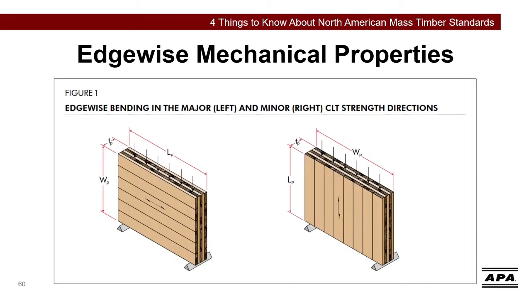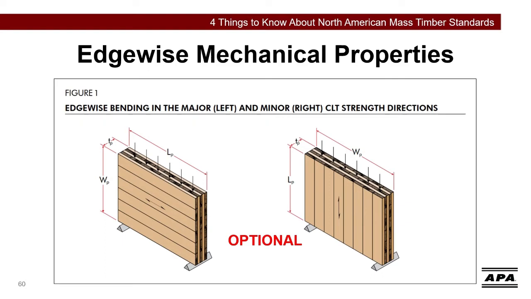Edgewise bending is bending of CLT under loads applied to the panel edge, creating in-plane bending and edgewise shear, also known as in-plane shear or shear through the thickness. Along with edgewise bending, there is testing for edgewise shear stiffness, and I'm going to group this kind of testing into the overarching category of edgewise mechanical properties, which are optional qualification tests.